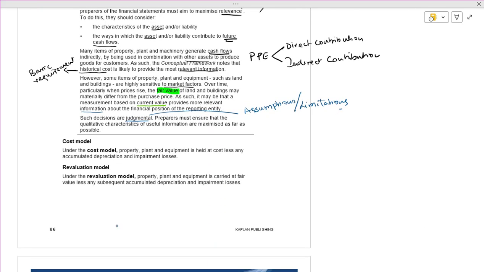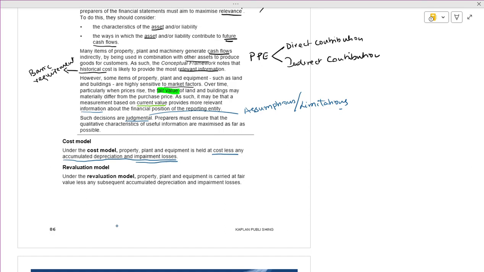There are two things. Now coming back to the thing: what is the cost model? Cost model is what we have done till now. Cost model is nothing but cost less any accumulated depreciation and impairment losses. We have done impairment losses, and we carry forward the same concept of impairment losses in this lecture.